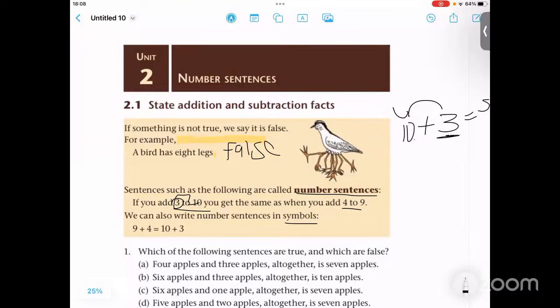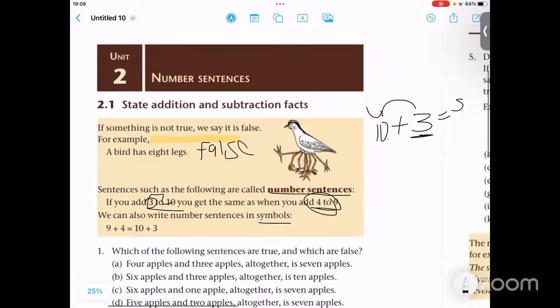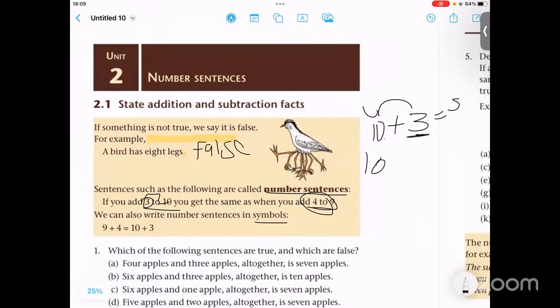They say we can also write number sentences in symbols, which is 9 plus 4 is equal to 10 plus 3. You see, you've got two operations here. We are adding 3 to 10, and we are also adding 4 to 9. So they are simply saying that 10 plus 3 is equal to 4 added to 9, which is 9 plus 4.